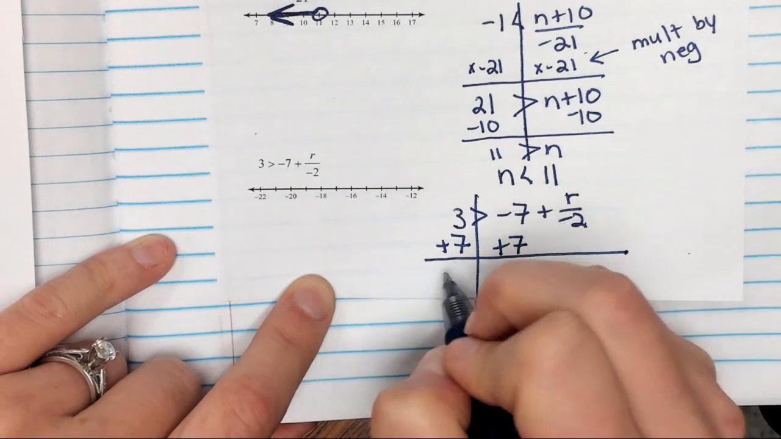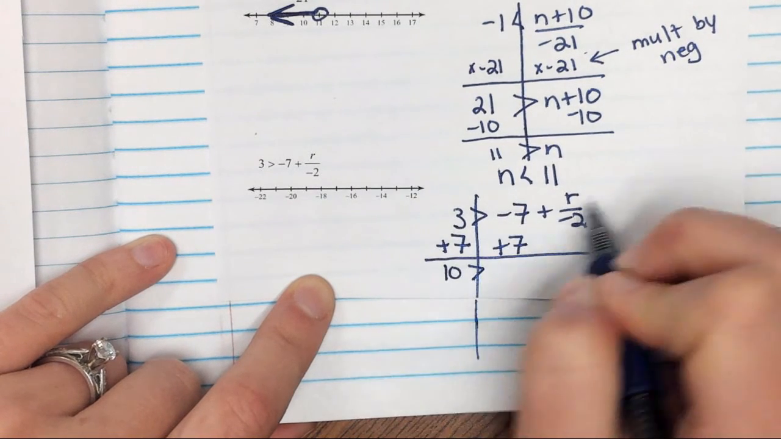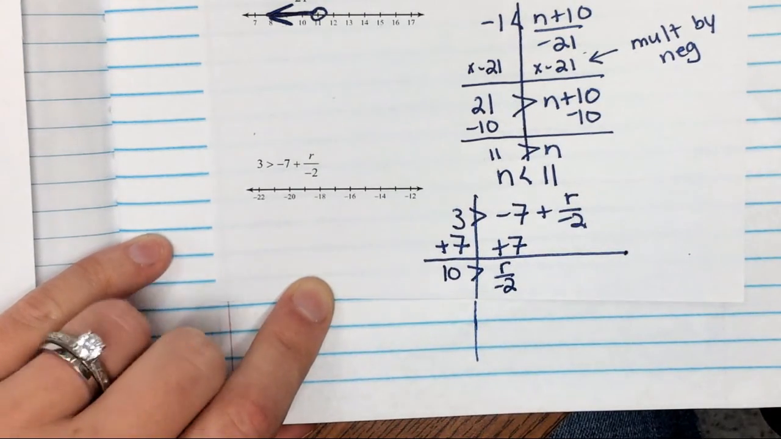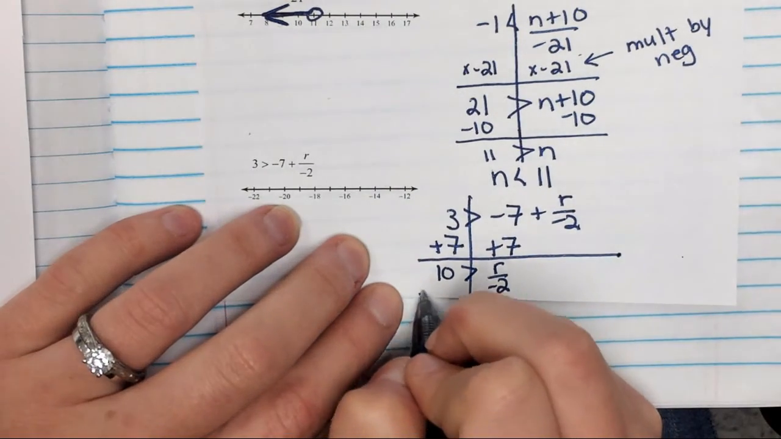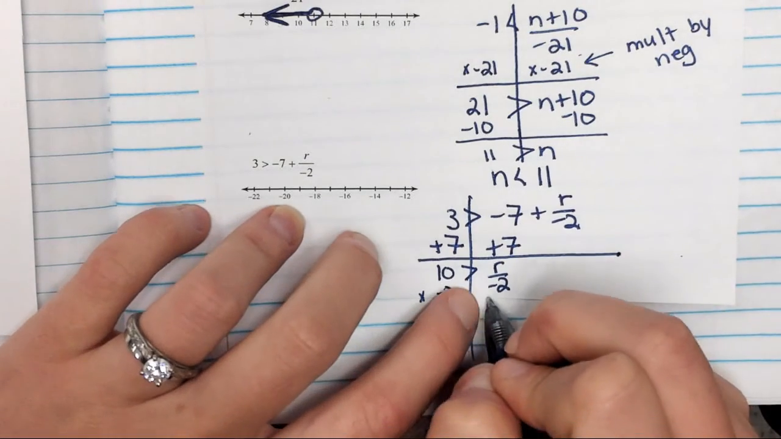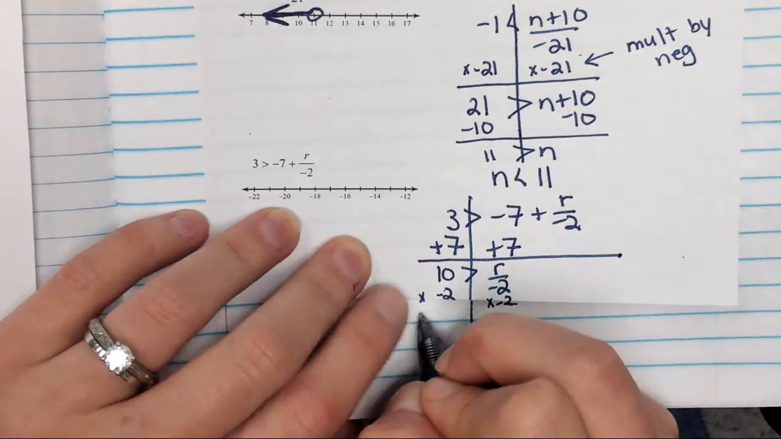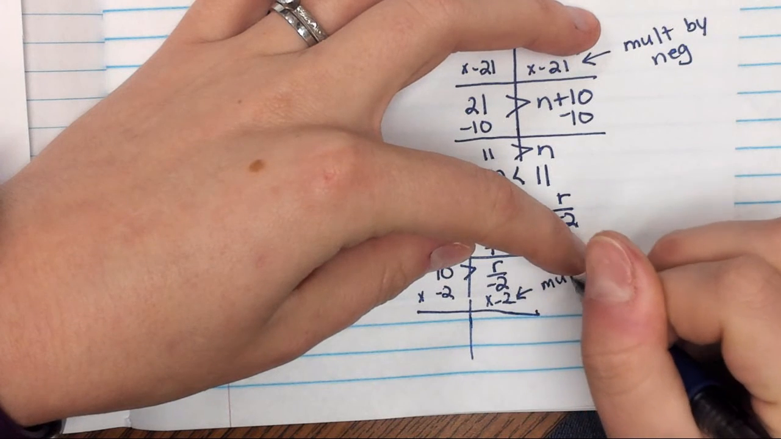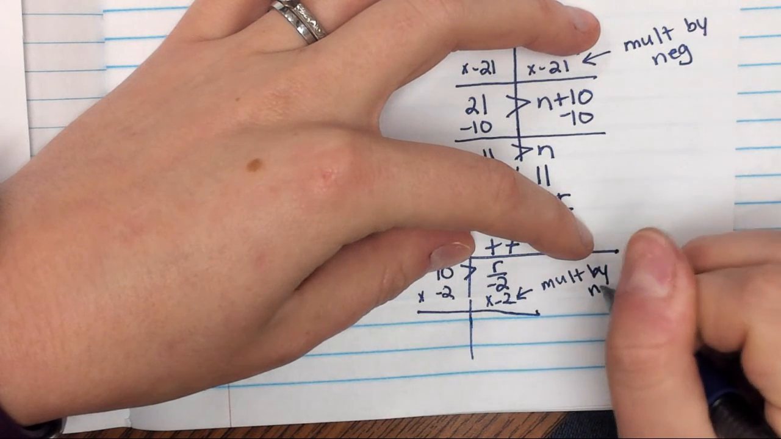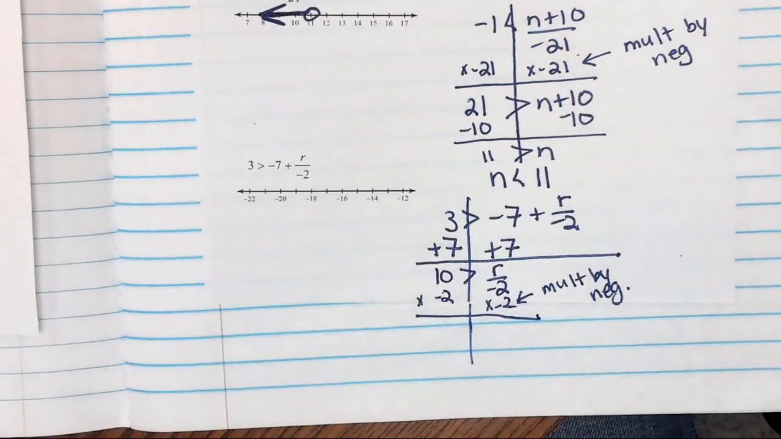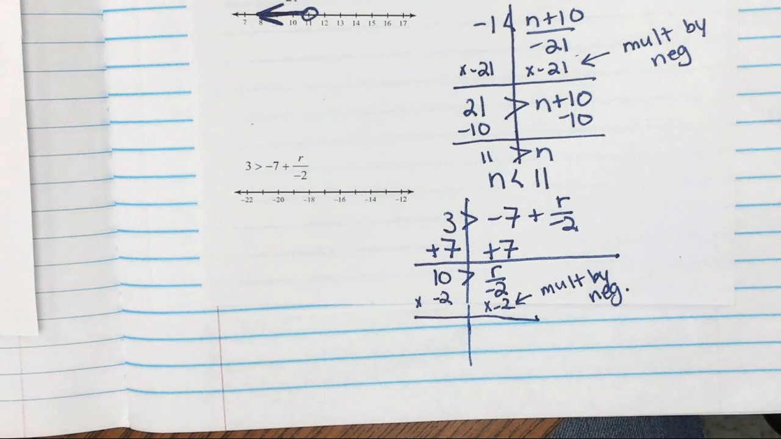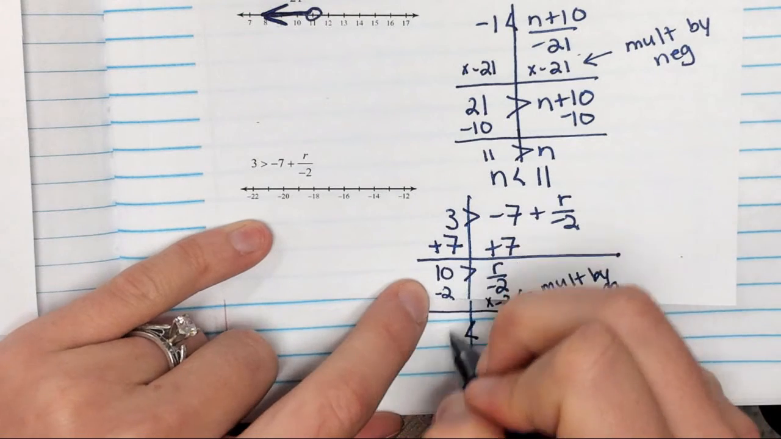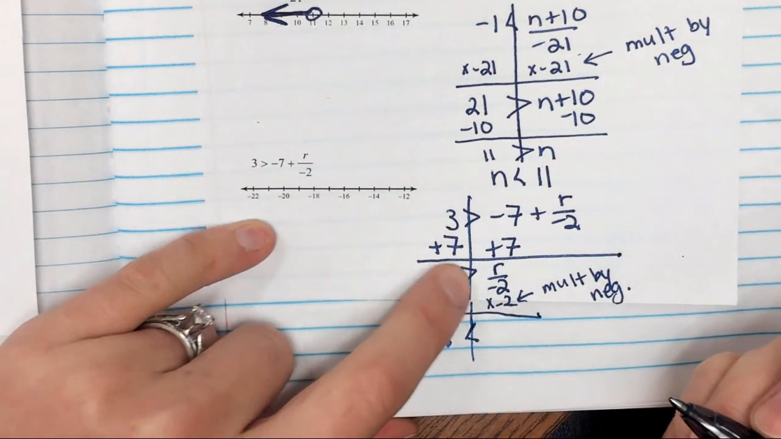3 plus 7 is 10, so I have 10 is greater than r divided by negative 2. I see division, so I'm going to use multiplication, and I'm going to multiply both sides by negative 2. And right here I'm multiplying by a negative. So when I multiply by that negative number, I'm going to need to flip my inequality symbol, so it's going to become a less than.